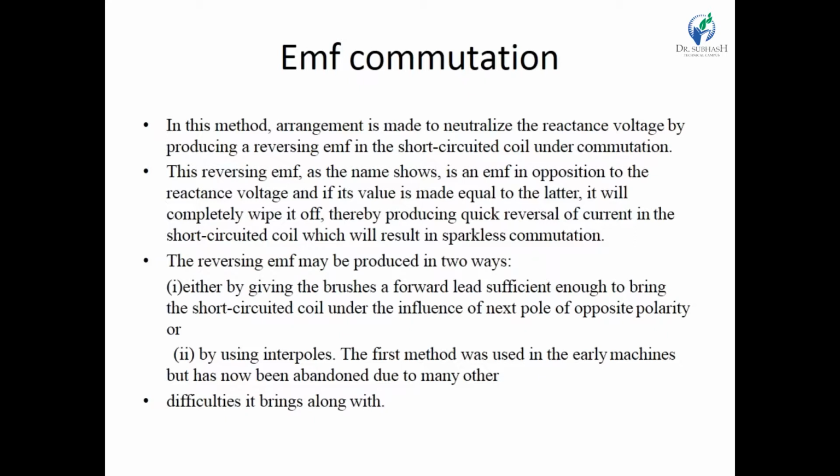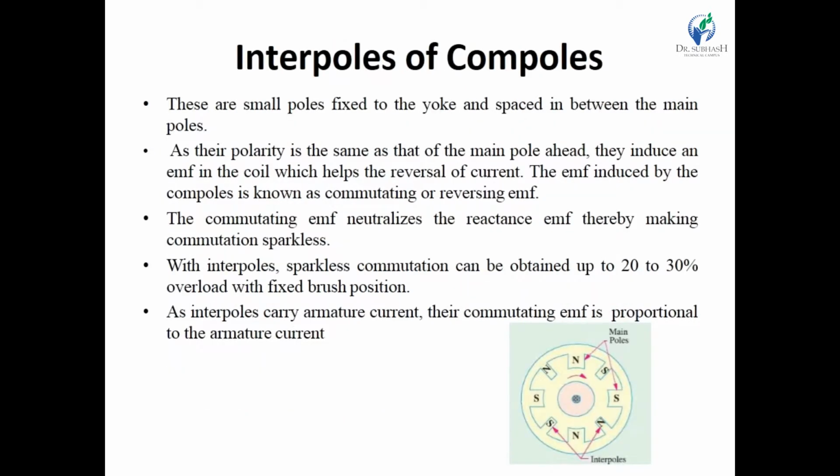Here are two methods for developing the reversing EMF. First is by giving the brushes a forward lead, and the second is by using interpoles. Now, the interpole. Interpoles are small poles fixed to the yoke. They are situated between the main poles. The winding of the interpoles is heavy gauge wire with a small number of turns. These are connected in series with the armature so that they carry the full armature current.